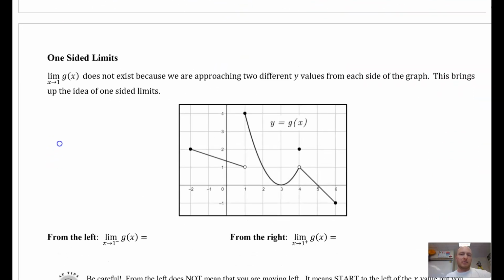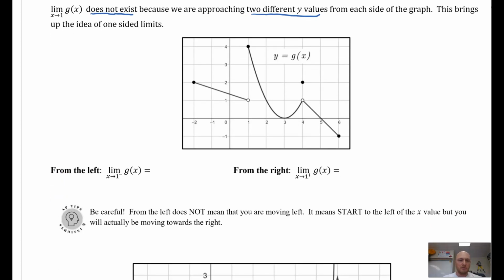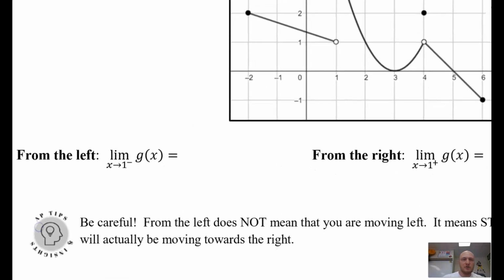All right, so we have been talking about limits from the left, limits from the right, and now we're going to talk about one-sided limits. The limit of g of x as x approaches 1, in this previous case, does not exist because we are approaching 2 different y values from each side of the graph. This brings up the idea of one-sided limits. You are familiar with this notation if you have taken accelerated math with me or Ms. Page. You'll notice the subscript here as we talk about what x values the limit is approaching.